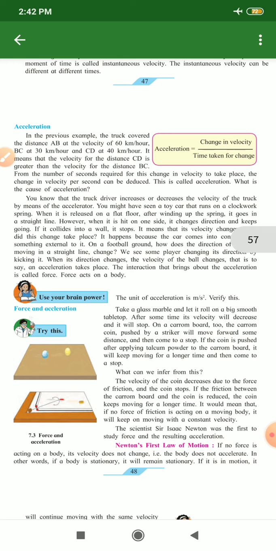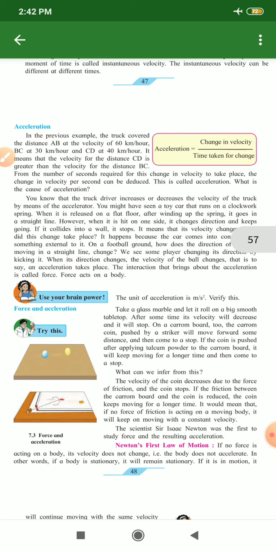What can we infer from this? The velocity of the coin decreases due to force of friction and then the coin stops. If the friction between the carom board and the coin is reduced, the coin keeps moving for a longer time. It would mean that if no force of friction is acting on a moving body, it will keep moving with constant velocity. The scientist Sir Isaac Newton was the first to study force and the resulting acceleration.